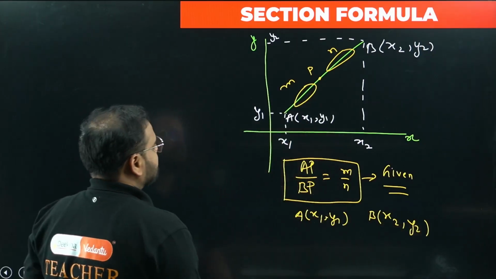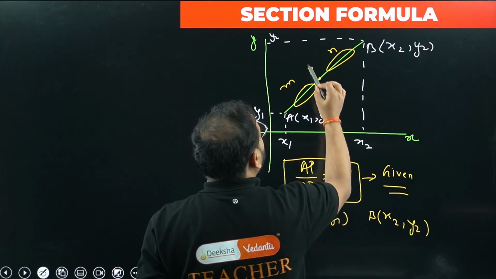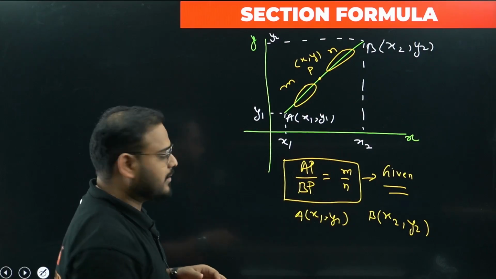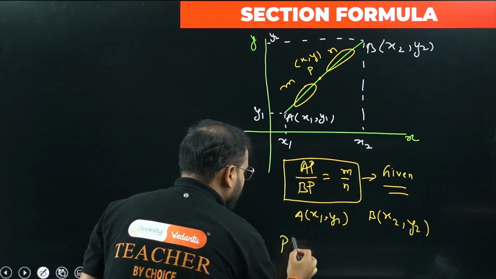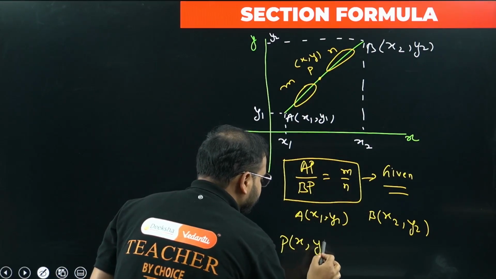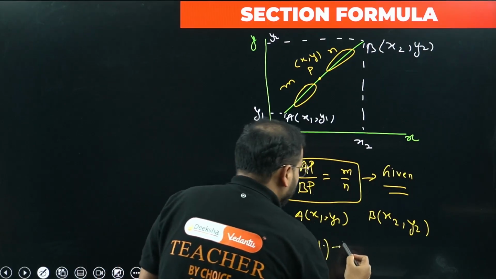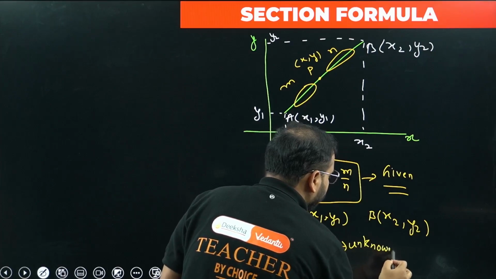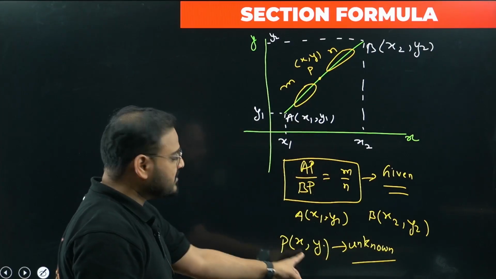Clear, right? Now the coordinates of point P can be given as x comma y. This is an unknown value. We are looking to find the value of this x and y.